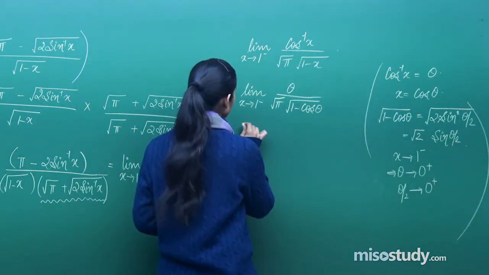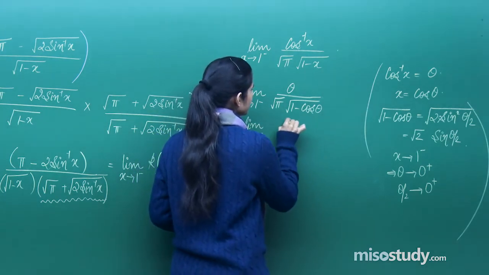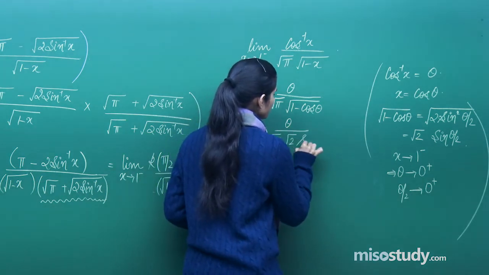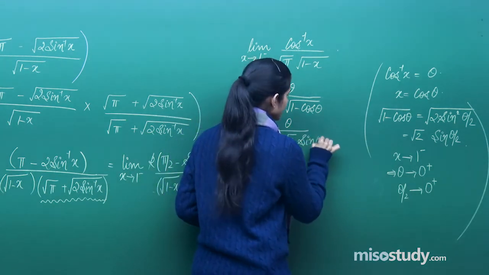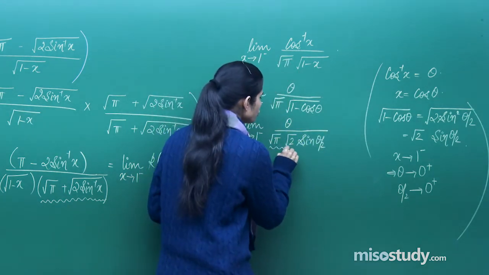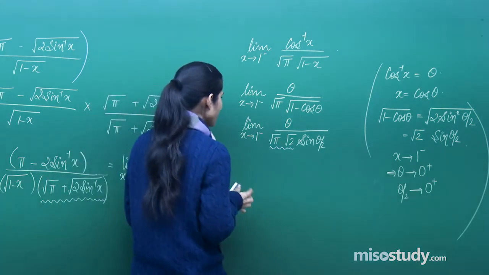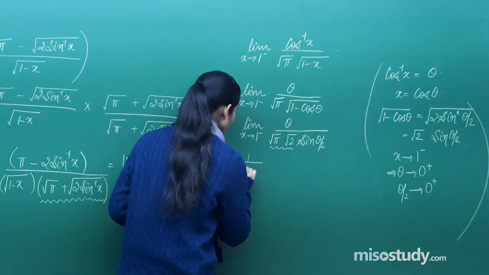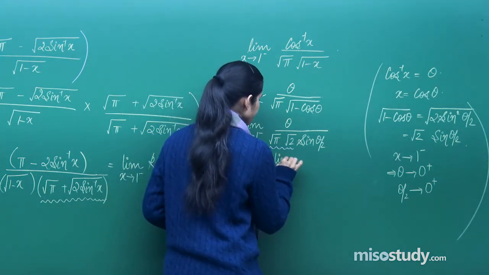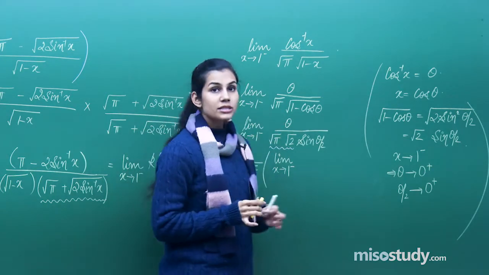So, you will get what over here? This will be limit x tends to 1 from the negative, theta upon root pi, this will be root 2 sine theta by 2. The moment you look at root pi and root 2, you know they are constants, they can be pulled out of the limit sign. If you pull them out of the limit sign, you will be getting 1 by root 2 into root pi. Inside you have what? Inside you have theta upon sine theta by 2.